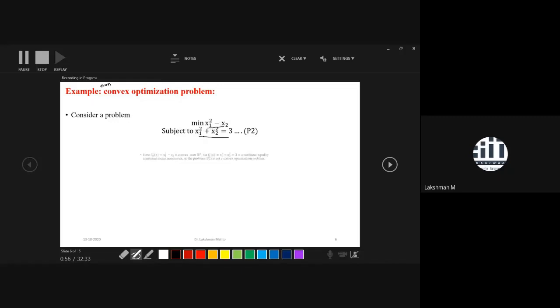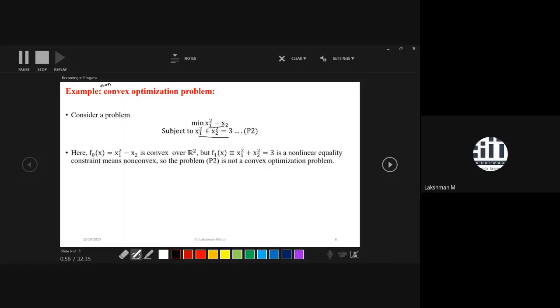So that structure we will see here. First, in various ways you have to define convexity of your objective function. I'm saying that x1 square minus x2 is a convex function. Why? Because it is a quadratic function and it is having a non-negative Hessian. Easily you can find the Hessian of this one.